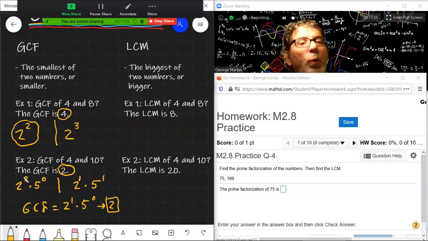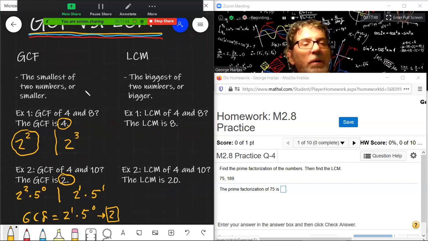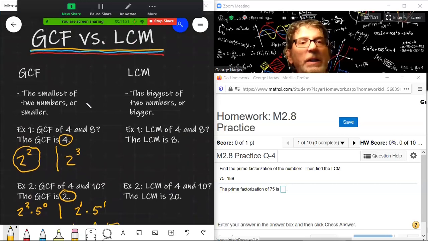So this is just another way to show you that you can use powers to find the greatest common factor. And the key we're looking for is smaller. Smallest, small. All right, so that's the GCF. Now we're on to the LCM, least common multiple, and that's what this section is about. Here we're looking at the biggest of the two numbers, or something bigger.